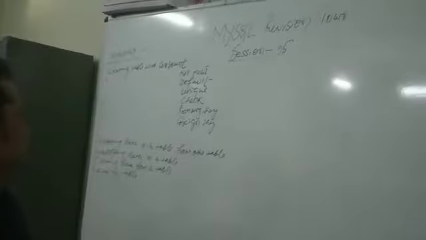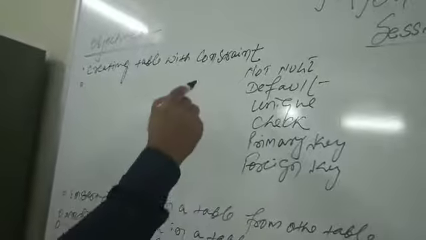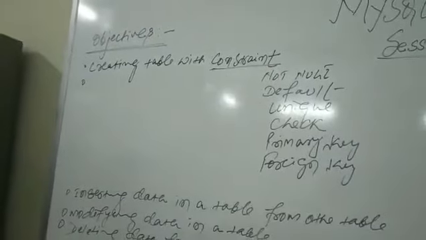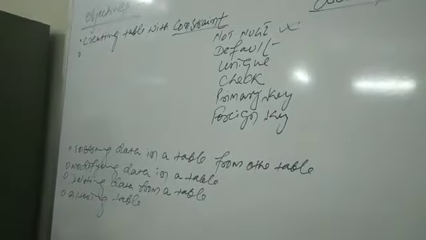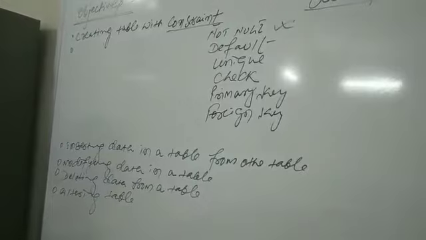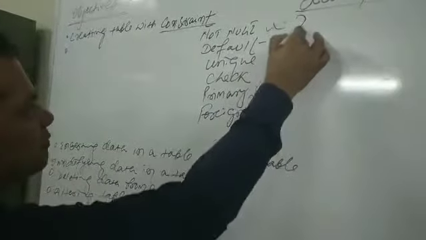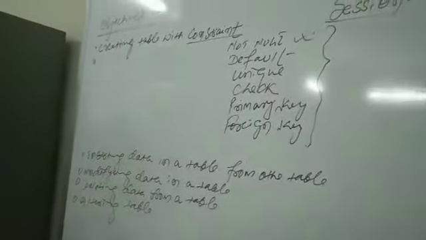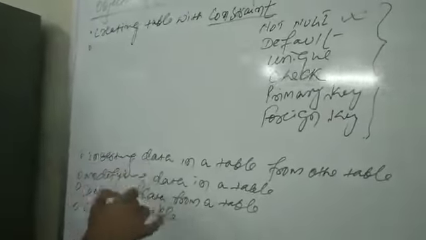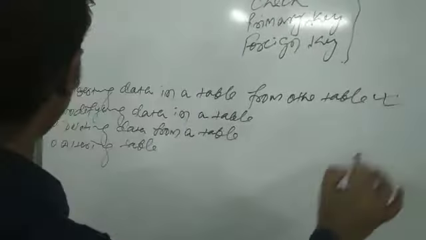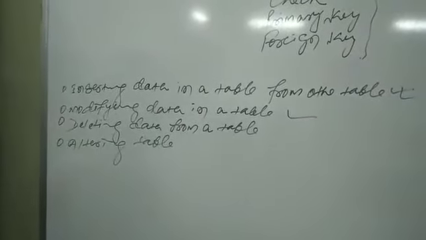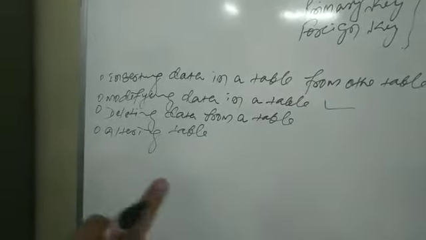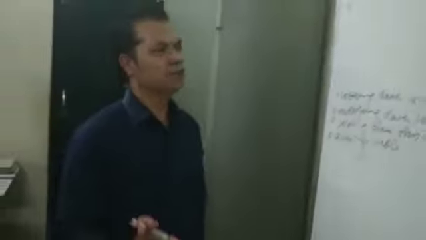Now, today's objectives are creating tables with constraints. So basically the focus will be on the constraints. In that we'll cover the not null constraint, then the default constraint, unique constraint, check constraint, primary key constraint and foreign key constraint. These are all part of your syllabus. Today I'll cover all the constraints in detail. Next is inserting data into a table from another table, which you'll also see. Then how to modify the data in a table, how to delete data, and altering a table. These are the objectives of today. Now let's see one by one.